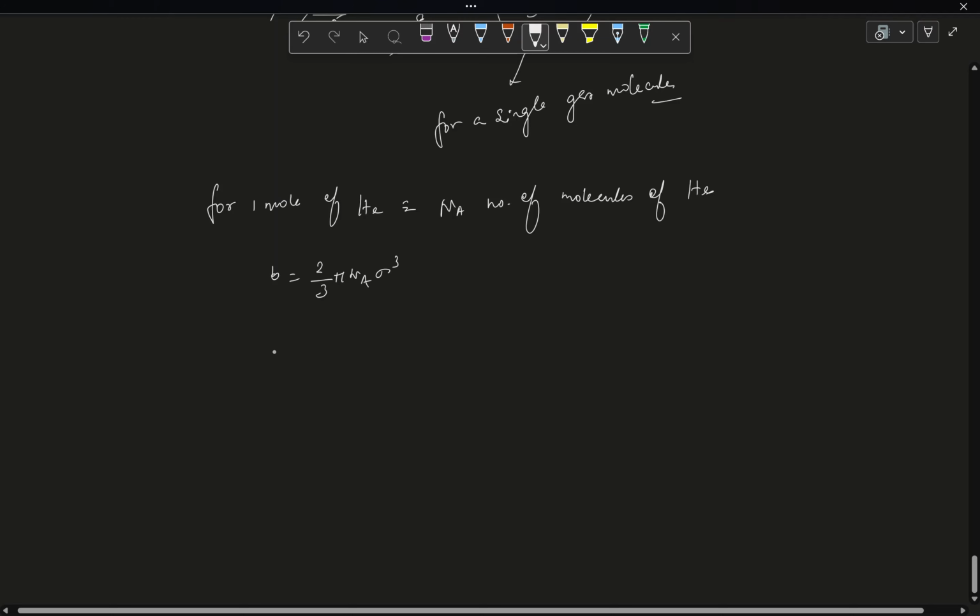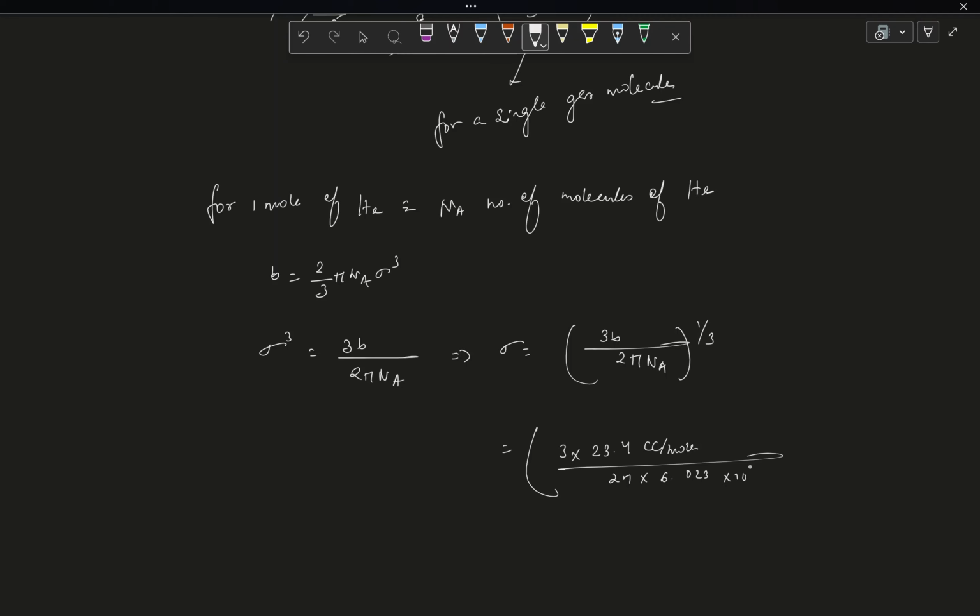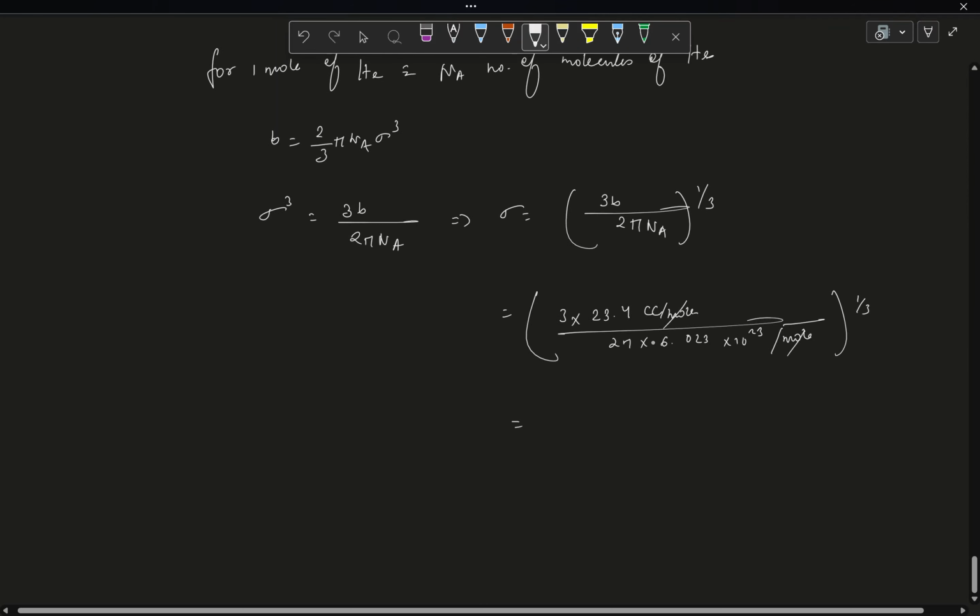So this is just like sigma cube will be then 3b by 2 pi Na. But sigma is equal to (3b by 2 pi Na) to the power 1/3. So this is just 3 into b, which is 23.4 cc per mole, divided by 2 pi into the Avogadro's number, 6.023 into 10 to the power 23 per mole. So per mole and per mole cancel out, and to the power 1/3. So you are only left with cc, which is centimeter cube, to the power 1/3, which is just centimeter.